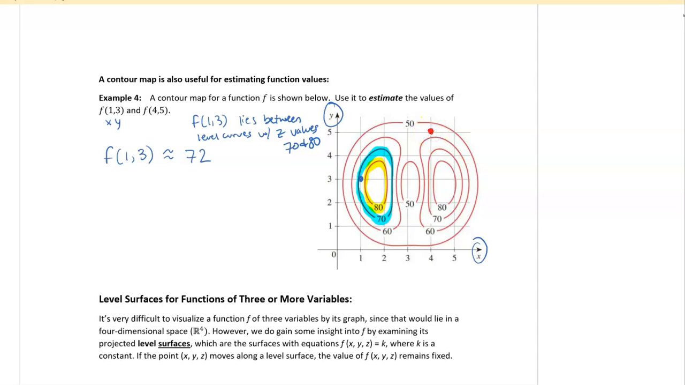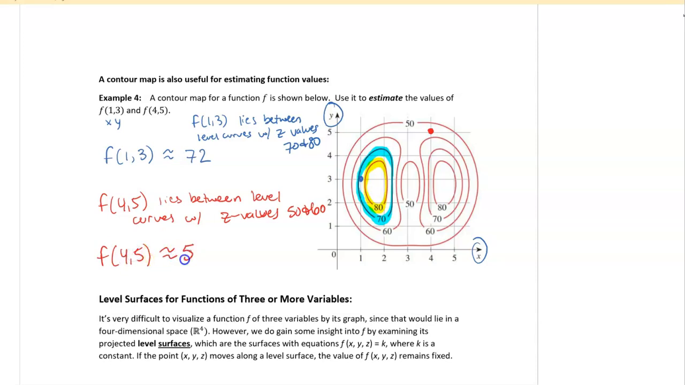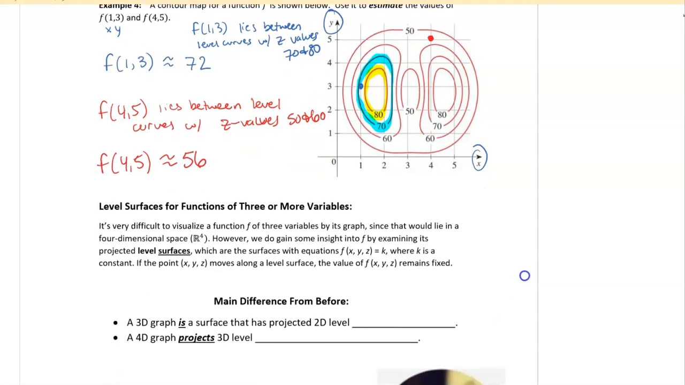Look at what contours we are between. It looks like f of 4, 5 lies between level curves with z-values of 50 and 60. We're kind of middle-ish, maybe a little closer to 60. So if I'm estimating, a good estimate would be like 56 or something like that. Just an estimate though. If you wrote something different that's close to that, we are okay.